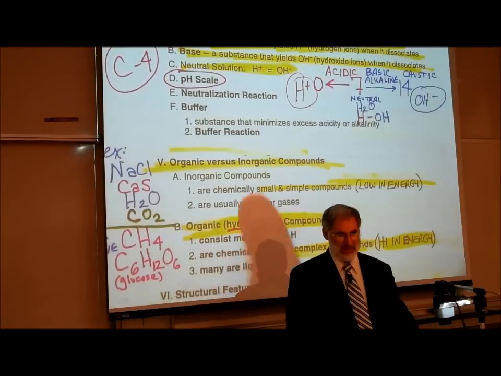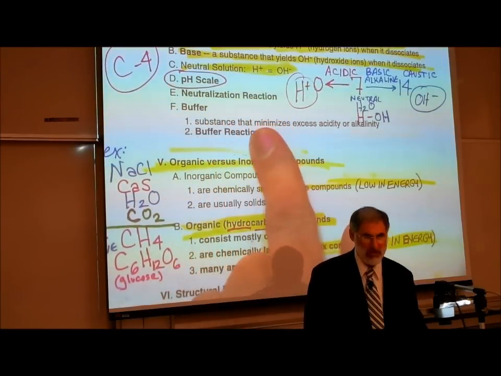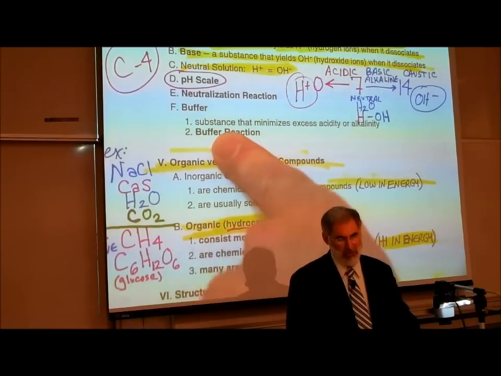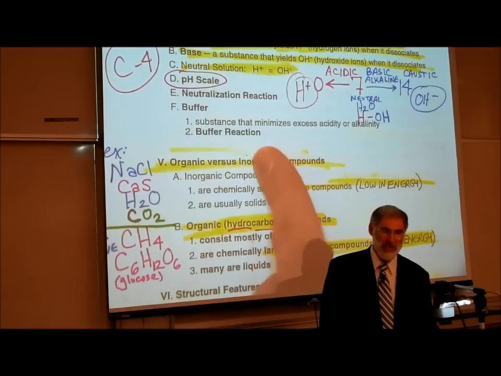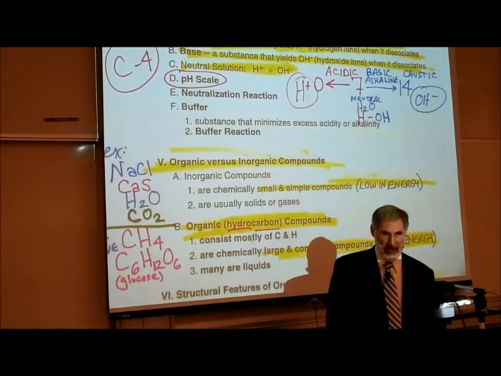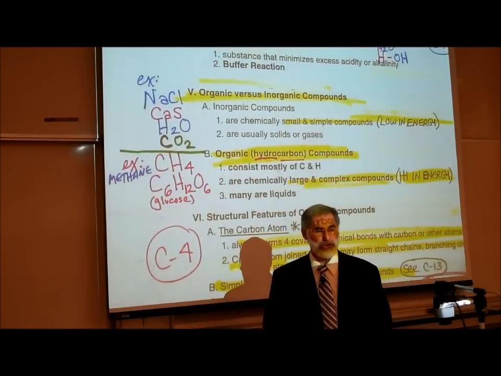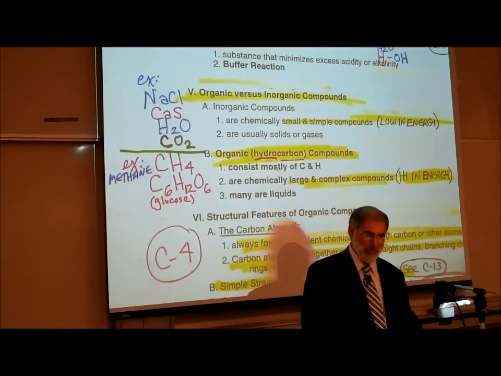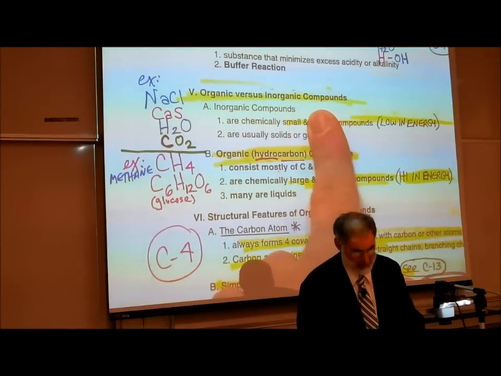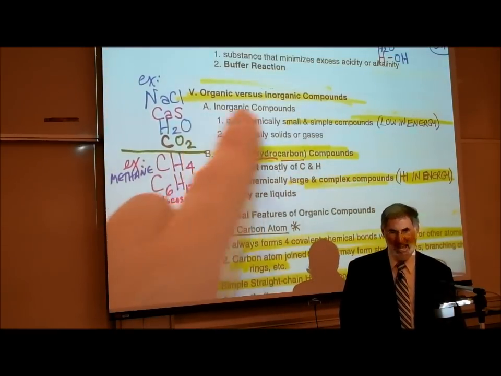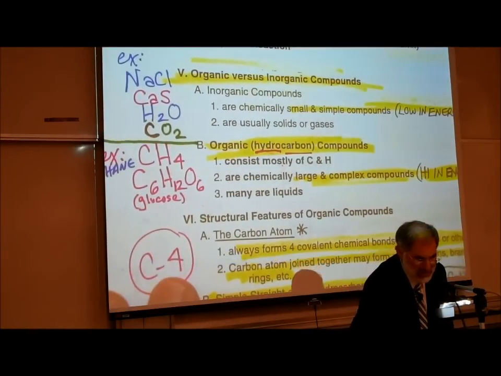Right. Okay, so we've talked about the pH scale, we've talked about a neutralization reaction, we've learned what a buffer is. Here we wrote a buffer is a substance that minimizes excess acidity or alkalinity, and we've given you an example of a buffer reaction. Now, the last thing I want to deal with as we finish up our first year of chemistry is to explain the difference between an organic and an inorganic chemical or compound. What's the difference between organic and inorganic? So on page C4, let me start with the definition.